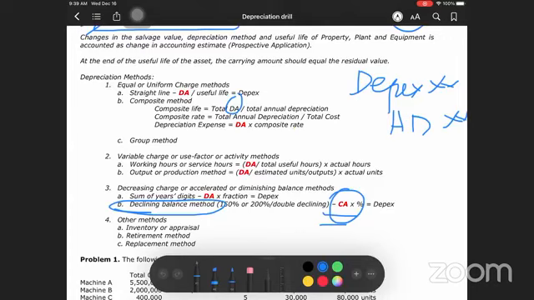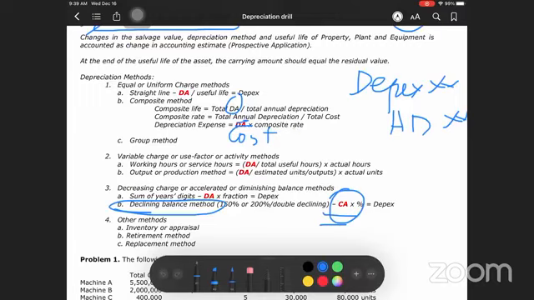Composite rate: this is the average depreciation rate for the whole asset, as a group. How to compute the composite rate? That is the total annual depreciation divided by the total cost, and that is your composite rate. Then to compute the depreciation expense, I just need to correct this one: it's not based on depreciable amount, this should be cost. I made a mistake; it should be cost times composite rate, and that is your depreciation expense.